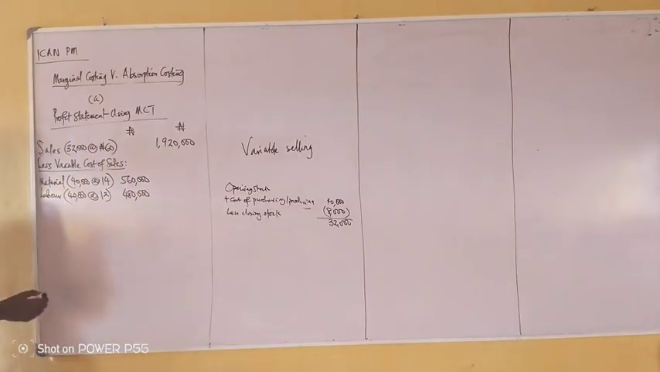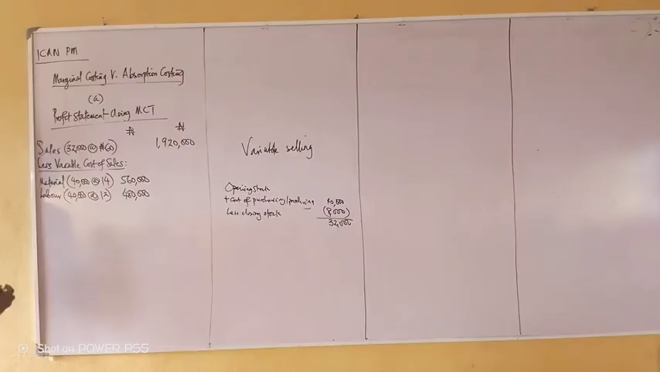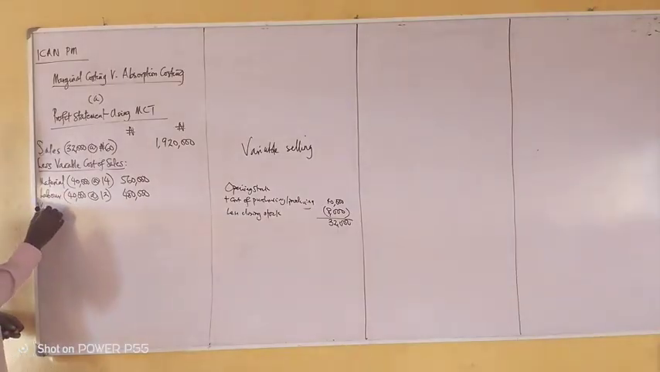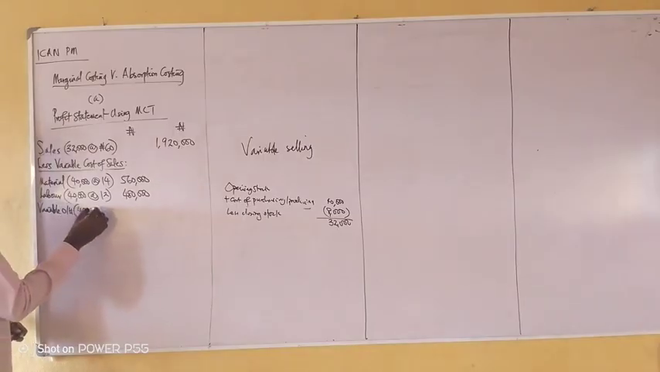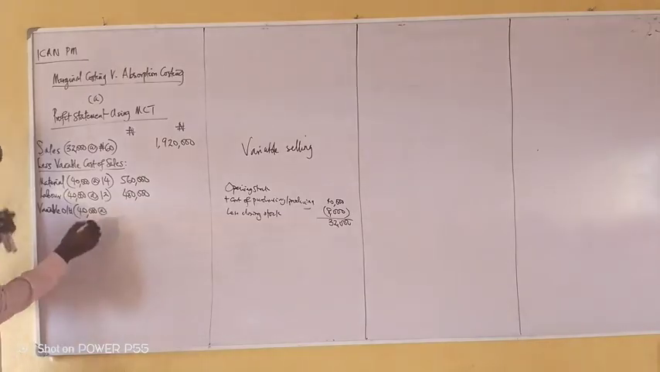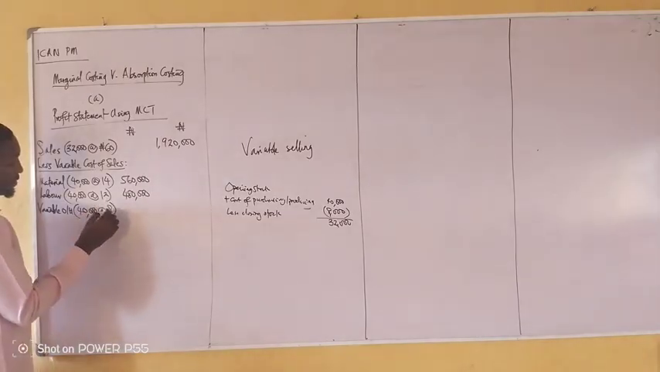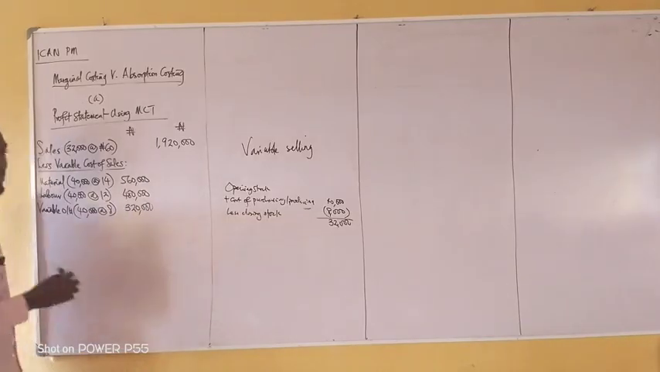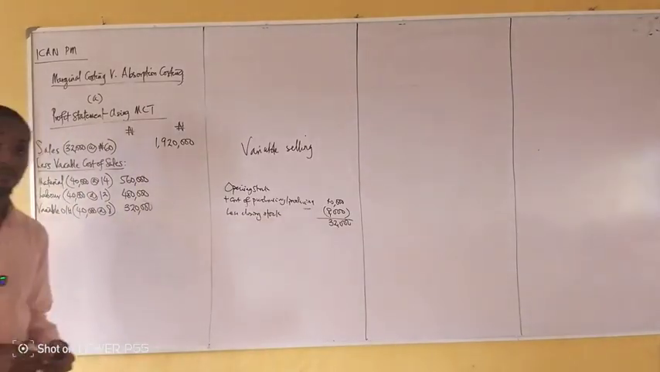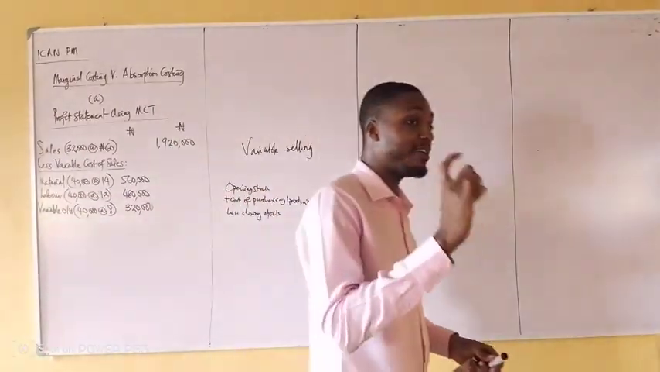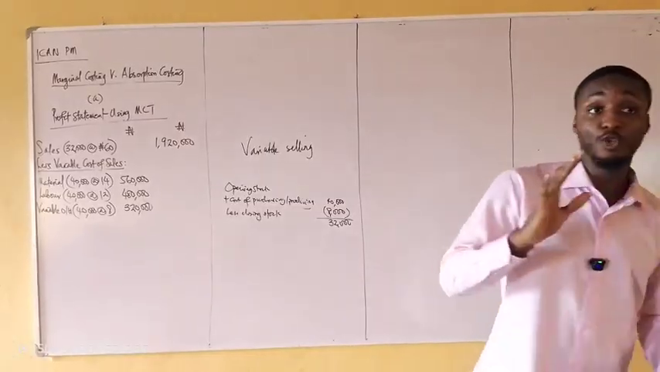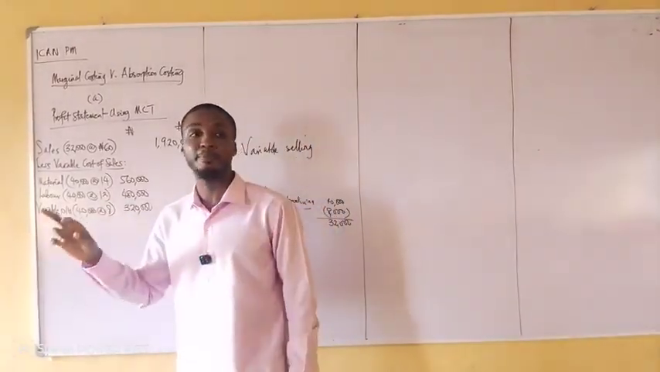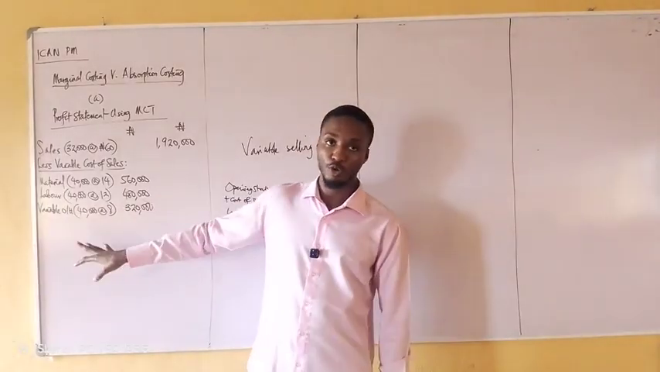Is there any other variable production cost? Variable overhead. Variable overhead, 40,000 at 8 naira, giving us 320,000. Is there any other variable cost in the question? But that is variable selling. So even while it's a variable cost, it is not a production cost, so it will not come here yet.